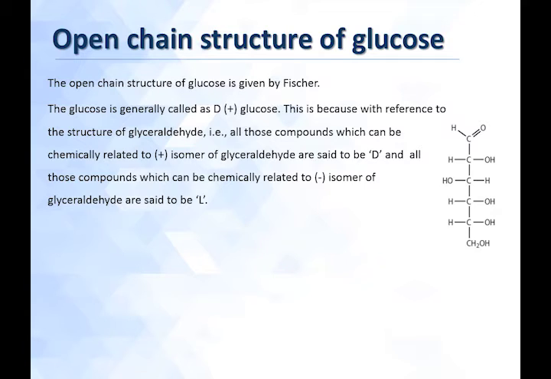This is because, with reference to the structure of glyceraldehyde, all those compounds which can be chemically related to a dextrorotatory isomer of glyceraldehyde are said to be D, and all the compounds which can be chemically related to a levorotatory isomer of glyceraldehyde are said to be L.